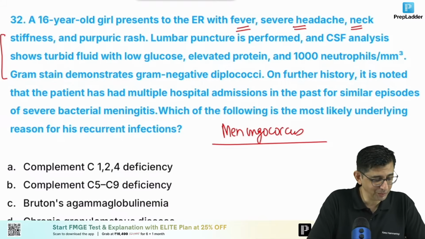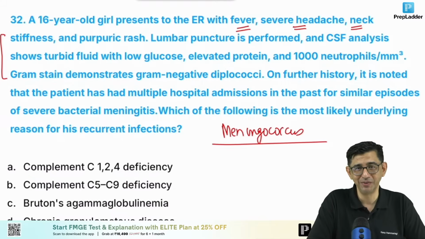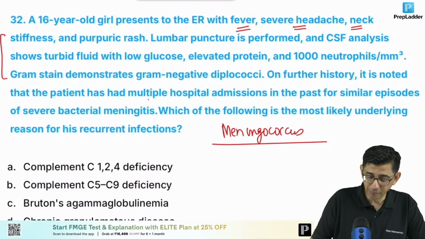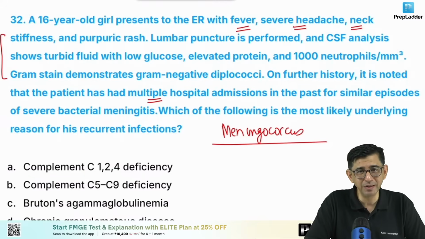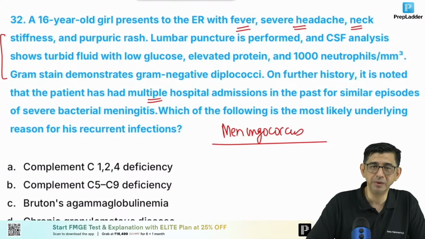The funny thing about the question was that he did not even ask the diagnosis. He said the patient has had multiple episodes of meningitis, and the first time I read it, I'm like, is it crazy, man, that this person has had multiple episodes of meningitis earlier?